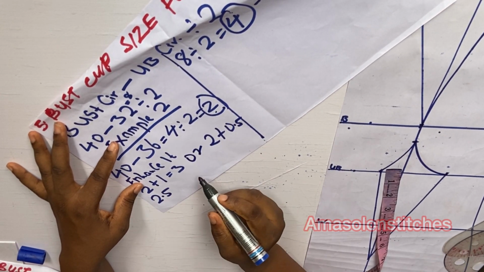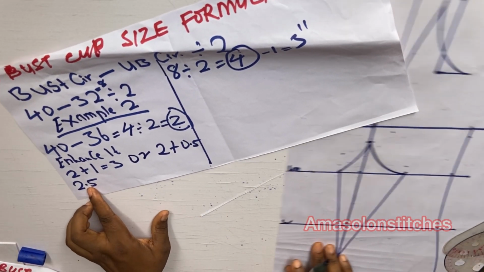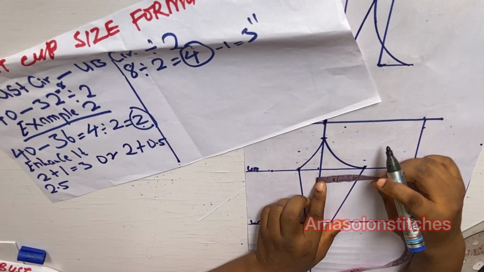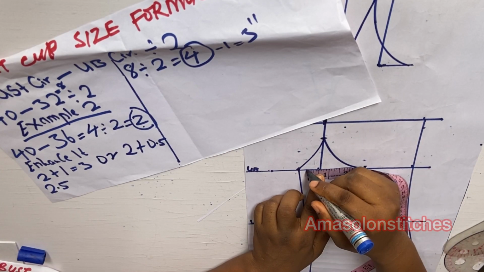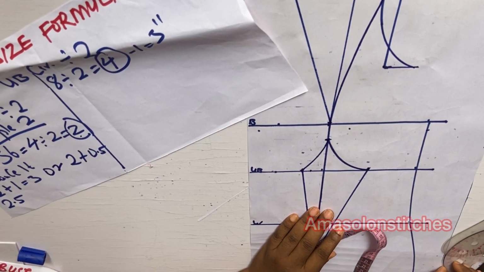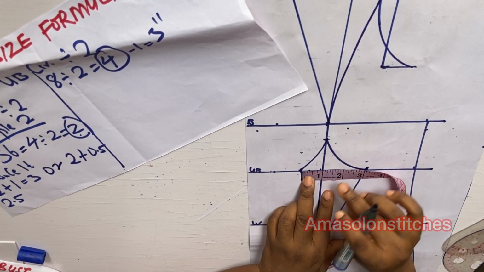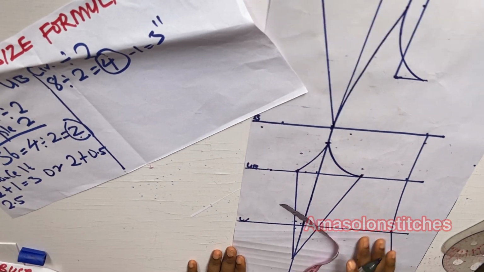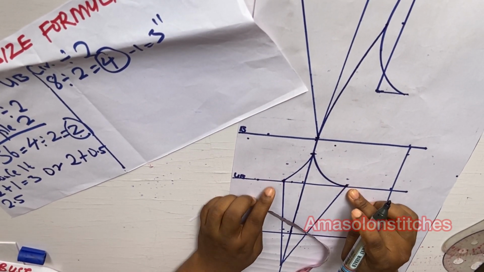Or you can just add 0.5 inches to that answer. That means your underbust contouring will be 2.5. So you use 2 inches here and use 0.5 inch on this other side. Then if the answer is too small, maybe you just got like 1 inch, then you can just go ahead and enhance it. If the answer is too small, just enhance it by 1 inch, making it 3 inches.